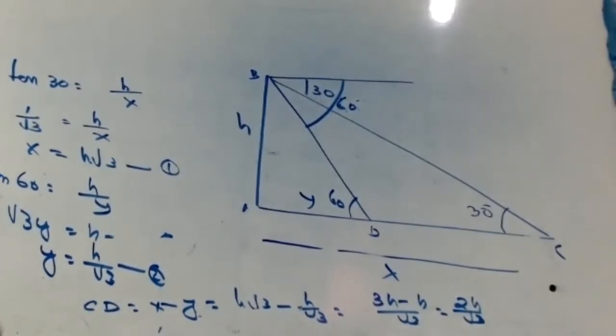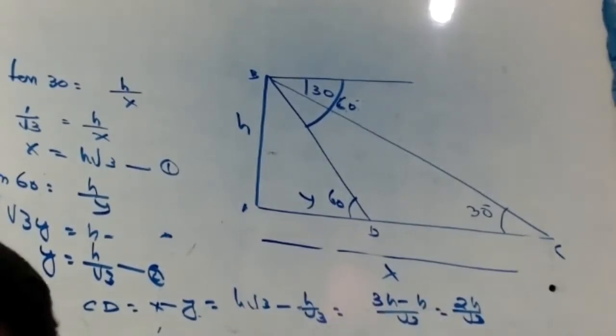Clear or no? You have tried like this. Distance covered by the car in 6 minutes equal to CD according to this figure. That is equal to X minus Y. So H root 3 minus H by root 3 equal to 3H minus H by root 3, 2H by root 3. Okay. After that, wait, I'll tell you that all.